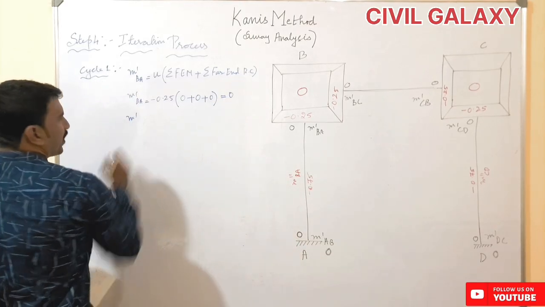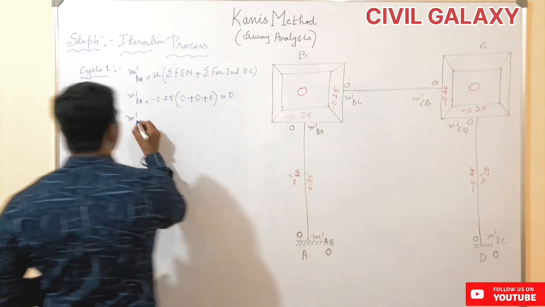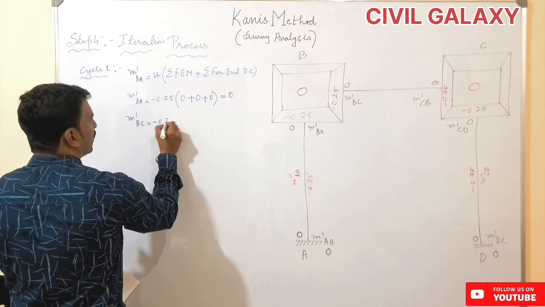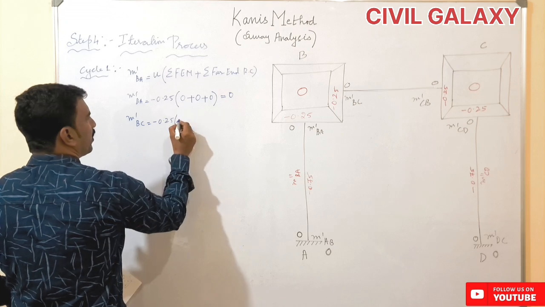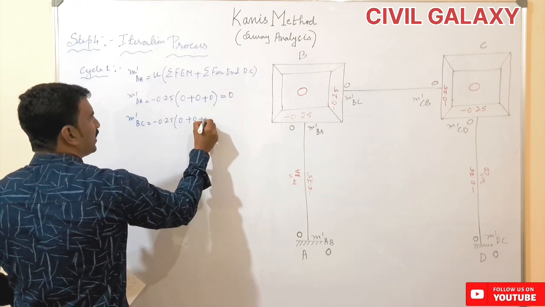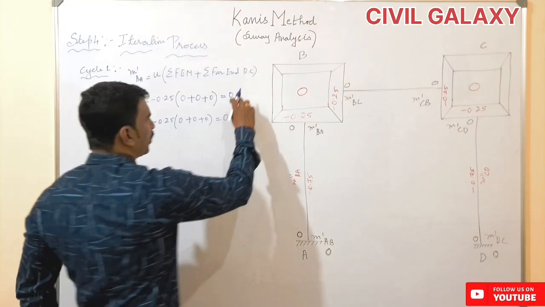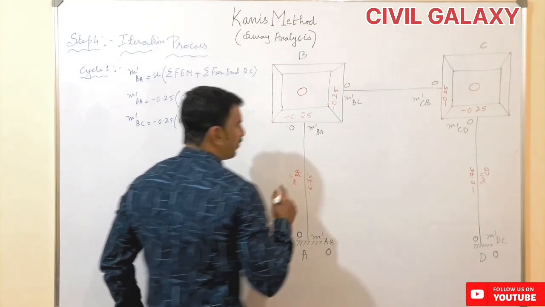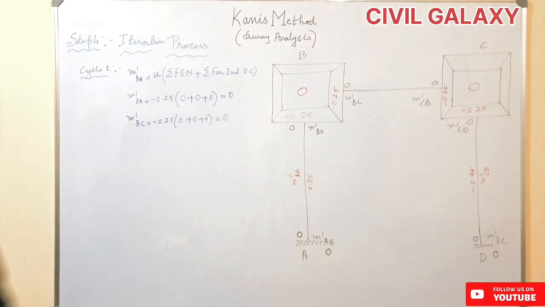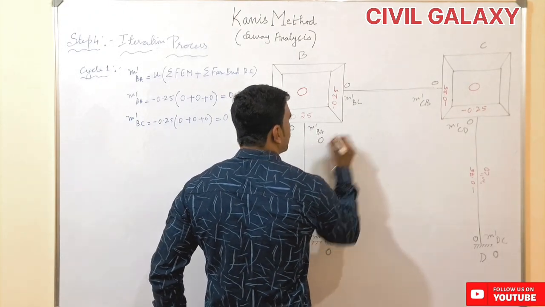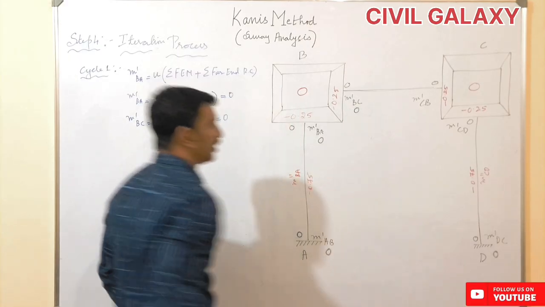So similarly for m dash BC, the rotation factor remains same, fixed end moment also remains same, everything else also remains same. So this will also be equal to 0. So now these two values we will write over here, that is m dash BA. See here, m dash BA, we have got a value of how much here? First value is 0, here also this is 0.